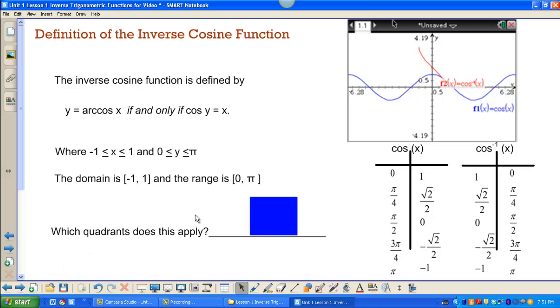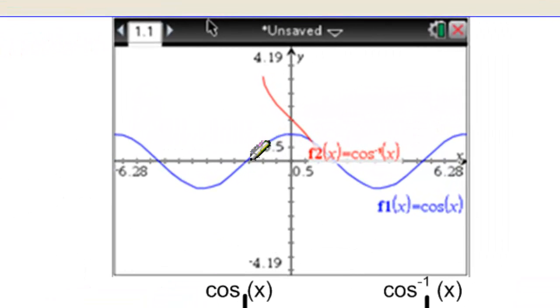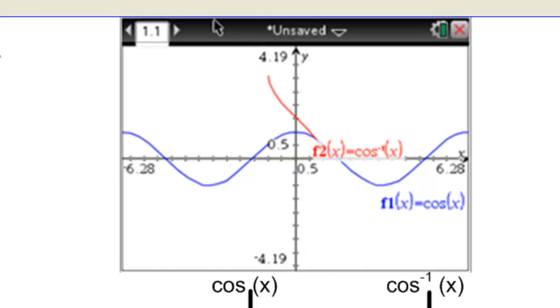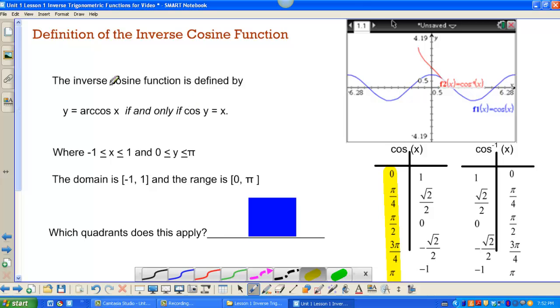We have an almost similar conversation with cosine, except that we talk about a different piece of the cosine curve. We can't go from negative pi over 2 to pi over 2 because if we did, this piece of the graph is not one-to-one. So we look at the places from 0 to pi.